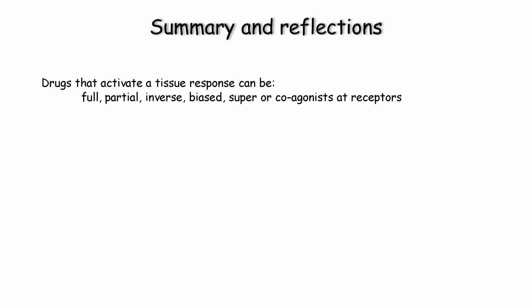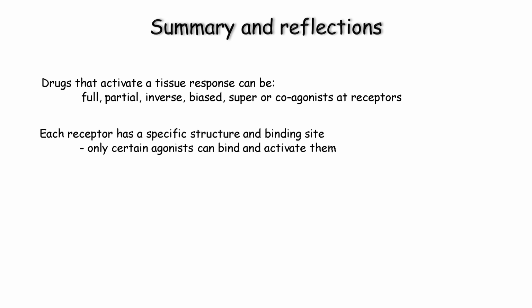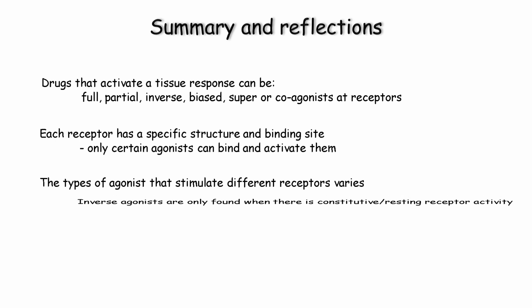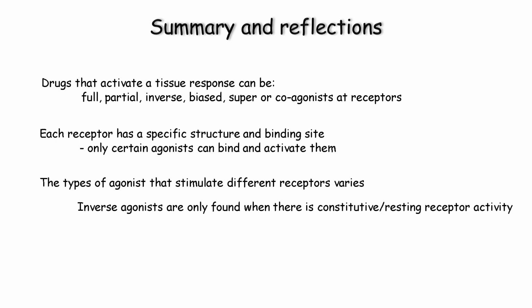You now know the basic properties of drugs that act as agonists at receptors to initiate a biological response. They can be full, partial, inverse, biased, super or co-agonists. Each receptor has a specific structure and agonist binding sites, so only certain agonists can bind to and activate them. The types of agonists that can stimulate a given receptor varies. For example, an inverse agonist is only possible when there is constitutive or resting activity in the receptor.